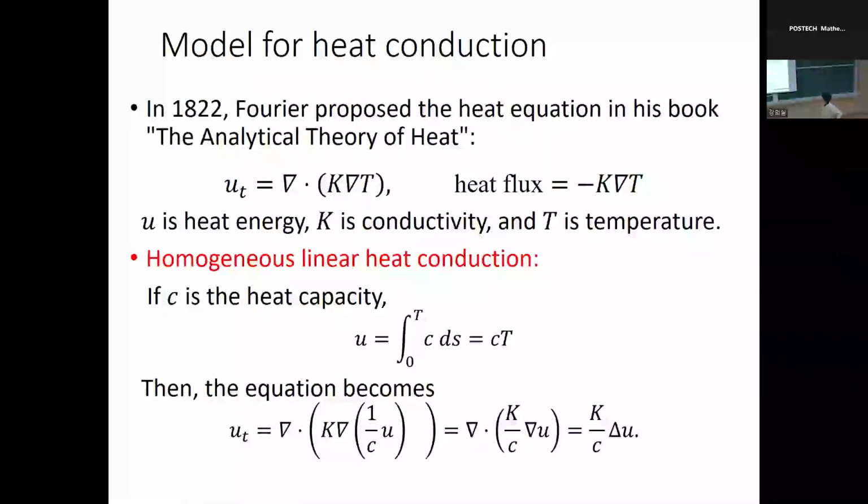The mathematical model actually comes from heat conduction. So you need to understand heat conduction first. Heat conduction, 1822, a lot earlier. Fourier proposed this kind of model, and the heat flux is given like this. If you look at this equation, the heat equation, what is U? Heat energy density. U is the heat energy density, K is conductivity, T is temperature. Okay, the equation is given like this.